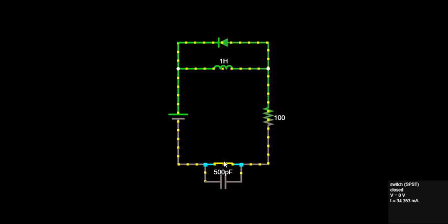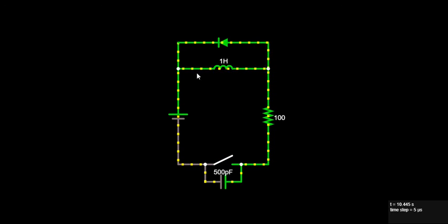You can see I switch it on again, and now I switch it off. Now the current is flowing like this, and it will be zero after some time because, due to the diode and inductor resistance, that energy is dissipated and lost.